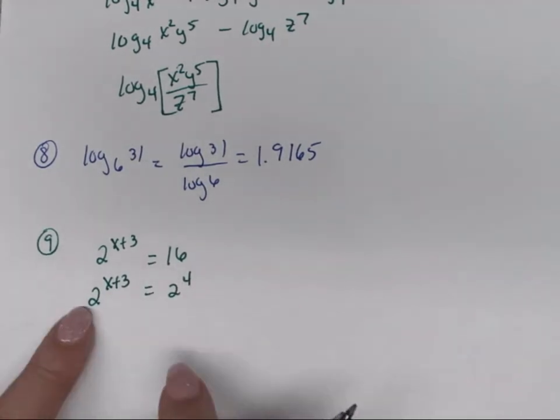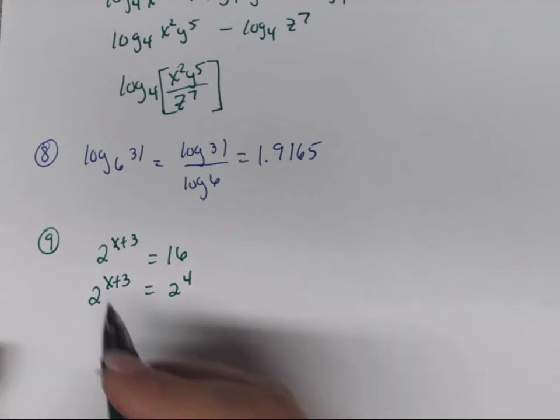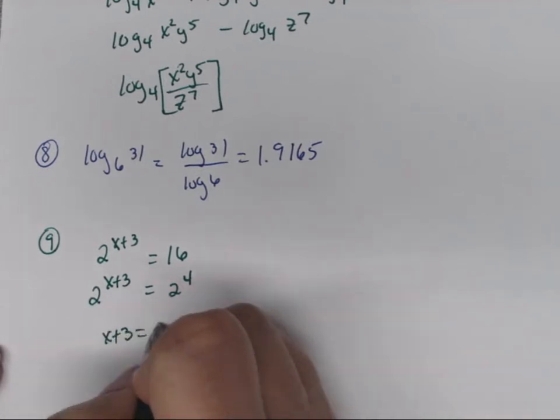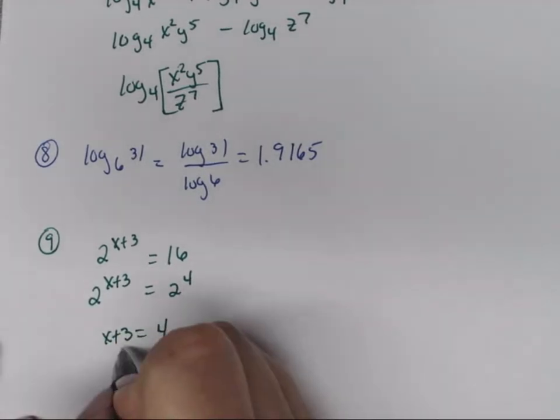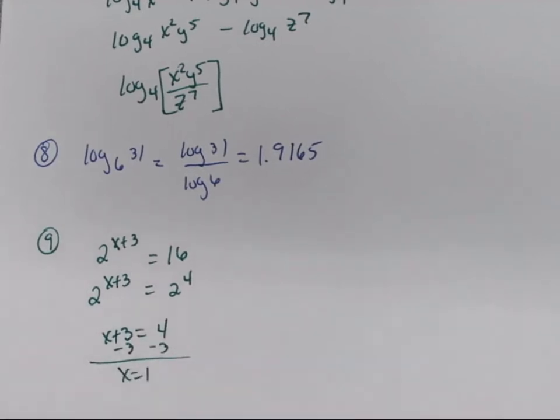So if 2 to this power equals 2 to that power, then those powers have to be equal. So x plus 3 has to equal 4. Subtract your 3 over, and you get x is equal to 1.